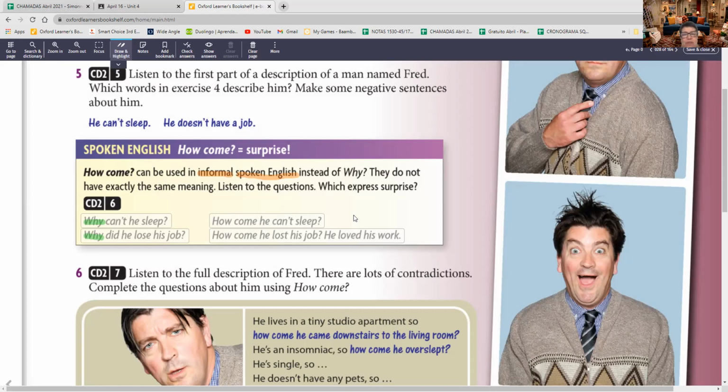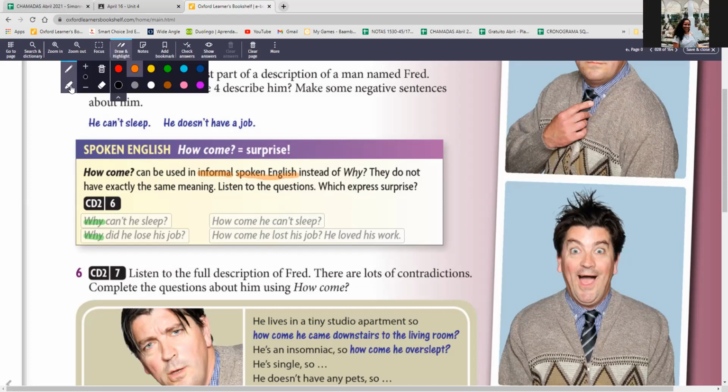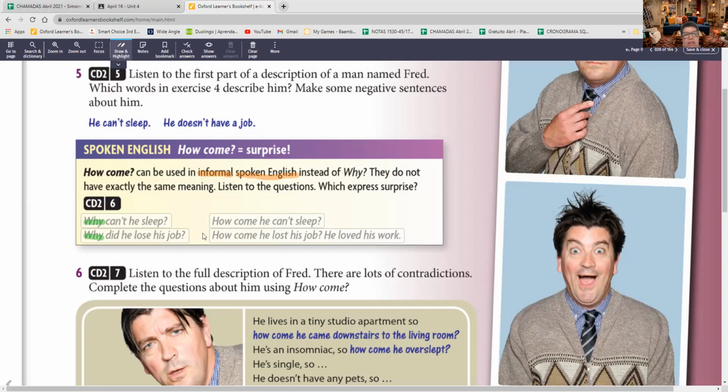All right, people. So do you understand the difference? Yes, teacher. Yes, here it's more like a surprise. It's not asking for information. Okay. Last class, Kainan used an expression that really exemplifies the meaning of how come, and I'd like to share it with you. He said, "Como assim?" Okay, it's like that.